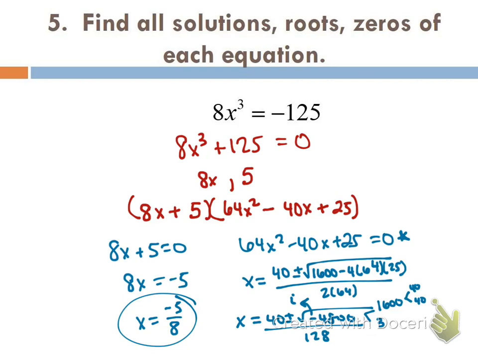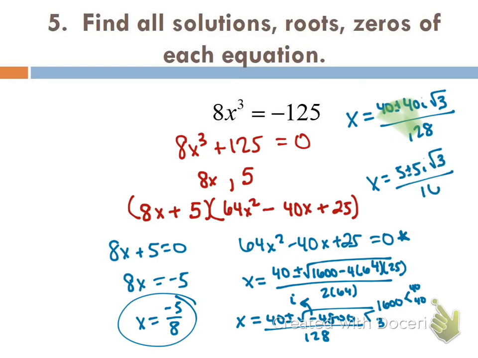So we get, I'm going to put it up at the top so I have a little bit of room. x is equal to 40 plus or minus 40i radical 3 all over 128. I can simplify that, the magic triangle, by dividing them all by 8. So we get x is equal to 5 plus or minus 5i radical 3 over 16.